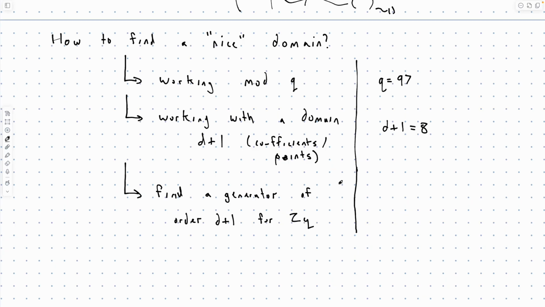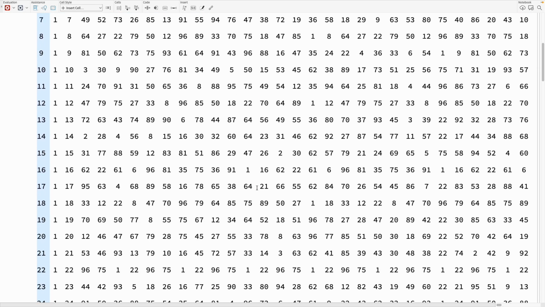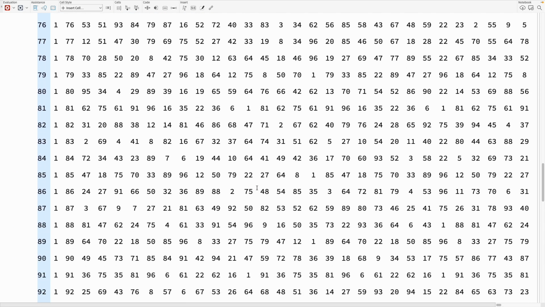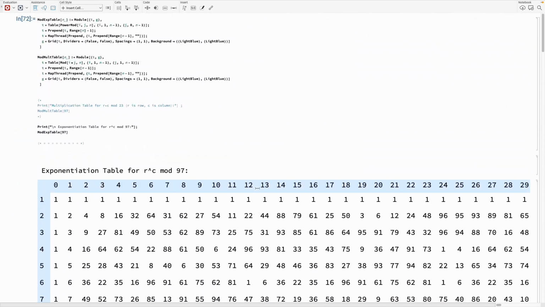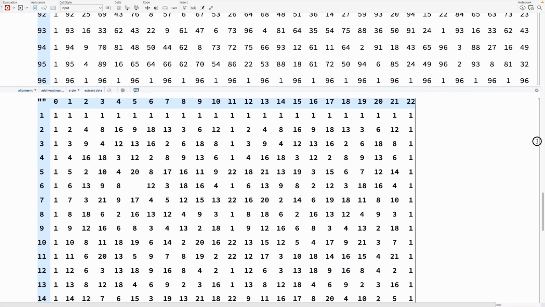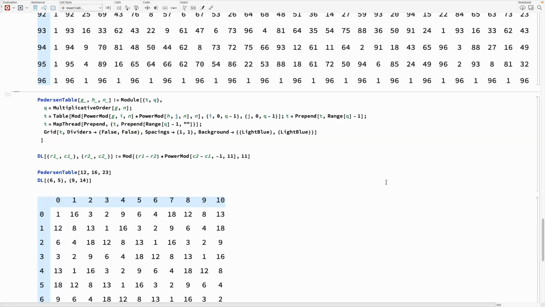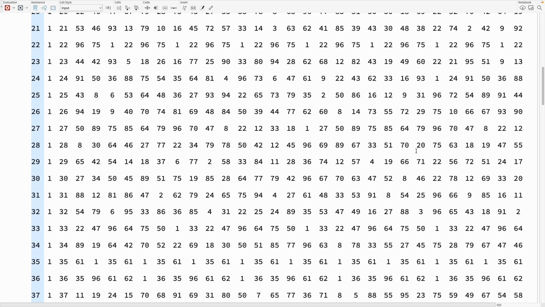How do I do that? Well, there are algorithms for doing it, but the way that we've been doing it in class is just we have these tables, okay? But now it's a much bigger table. It's the table for 97. And somewhere in this table, I'm going to try and see if there's something that's a generator of size 8. So first off, let's see, for example, if there actually is one.